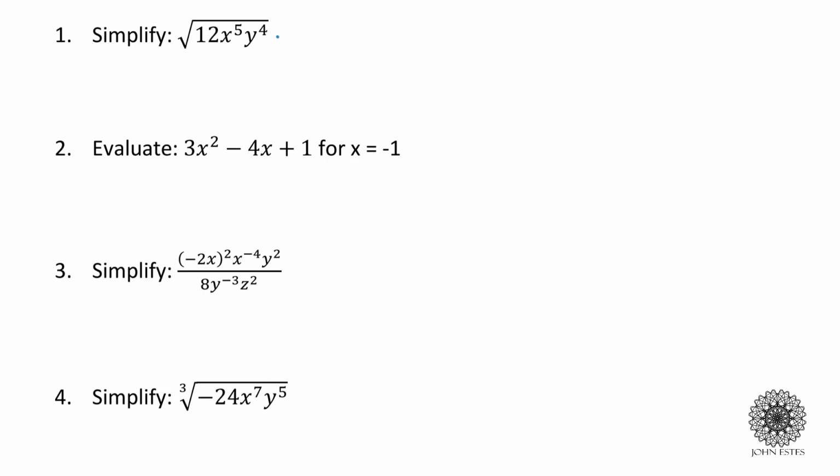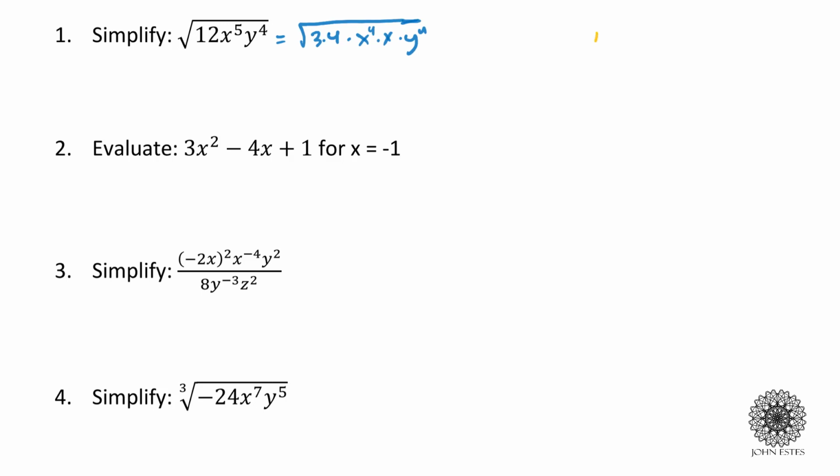The way we do this is I'm going to factor what's under the square root, and anything that can show up twice I can take out. So I could write it like this. I could write 12 as 3 times 4. Instead of writing x to the fifth, I can write x to the fourth times x, and then leave the y to the fourth by itself.